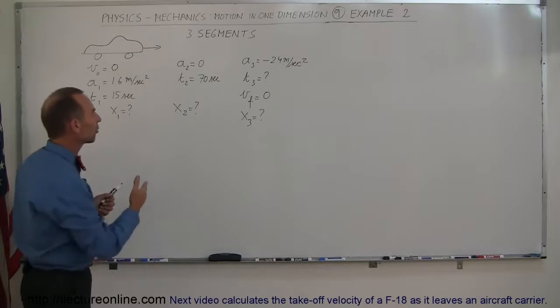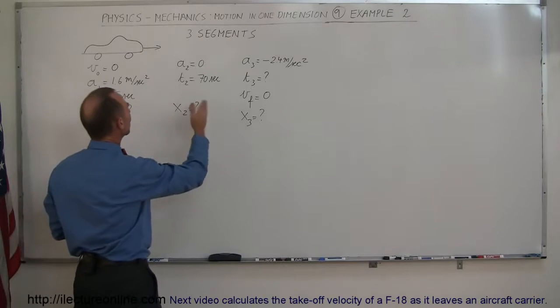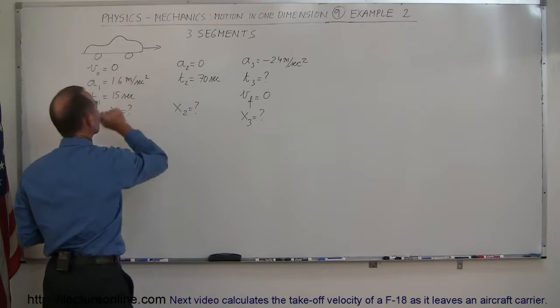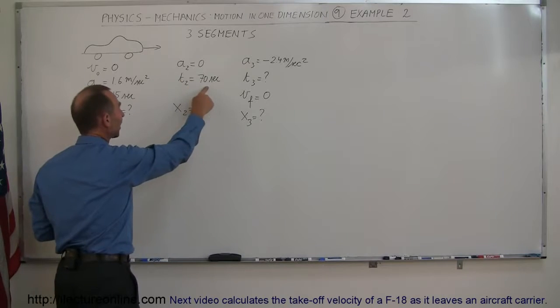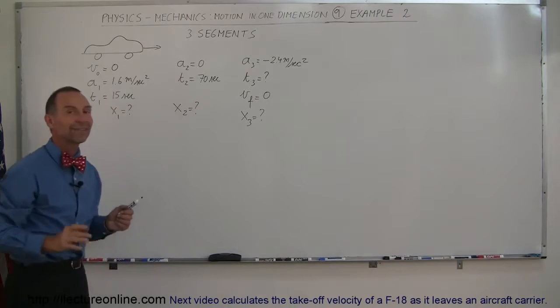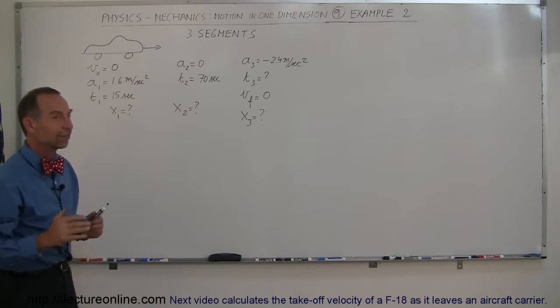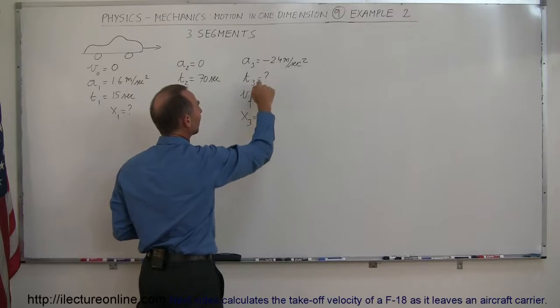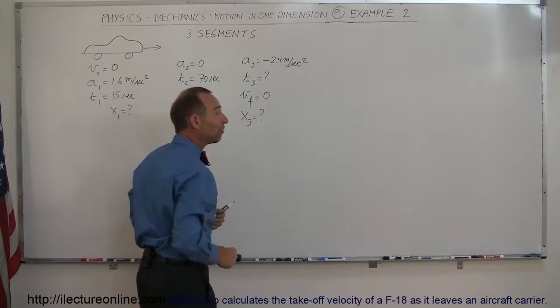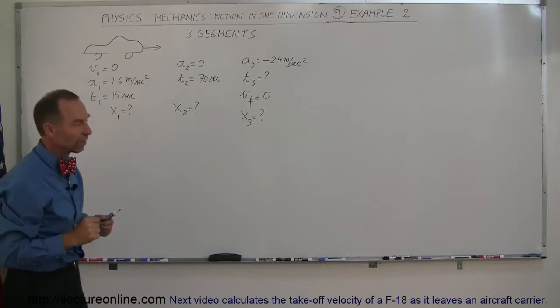I'm going to call this a 3-segment problem, where the first segment is the initial acceleration of the car. Then the acceleration goes to 0 for 70 seconds. How far does it travel during that second segment of its motion? And then finally, during the third segment, the acceleration is negative, so it's slowing down. The final velocity is 0. How long did it take, and how far did it travel during that third segment?